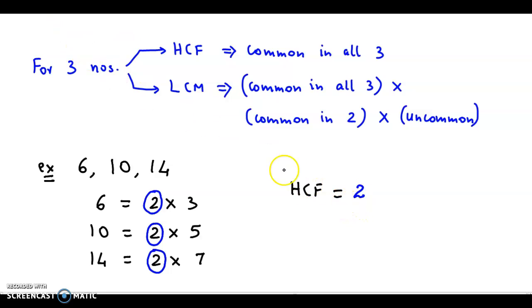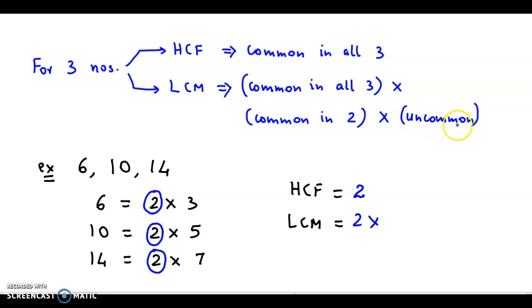Now we move to the LCM. So for LCM, first is common in all three. Now common in all three is 2. Then common in any two of them. Now we don't have any number which is common in two of them. Okay, so this part gets omitted.